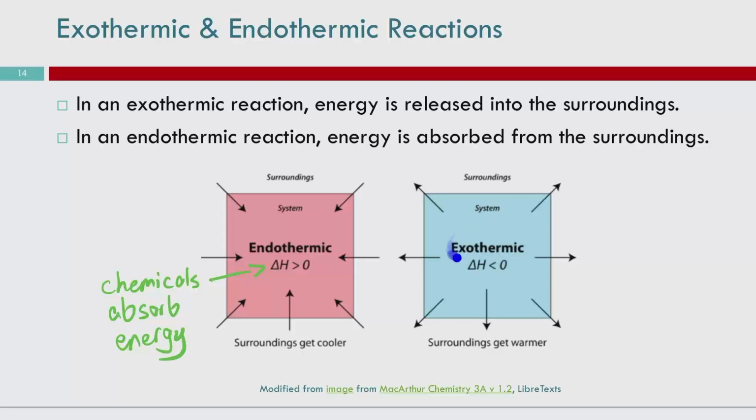In an exothermic situation, our delta H is less than 0, meaning it's negative. So the chemicals release energy. The surroundings would then absorb that energy and get warmer. In the case of the endothermic reaction, the surroundings get cooler because they're putting energy into the chemical system.